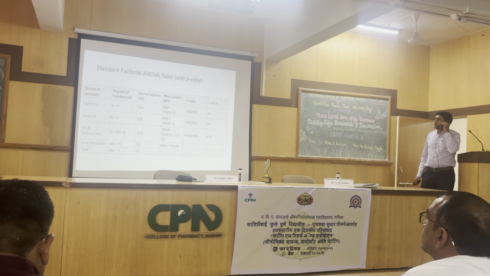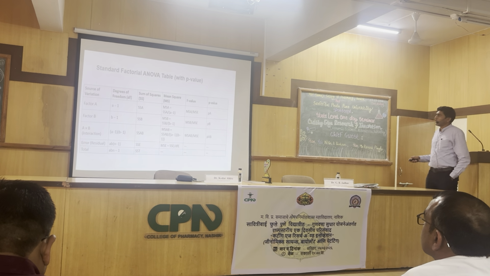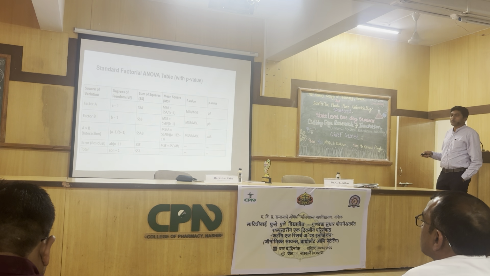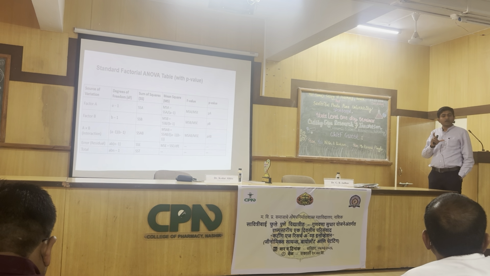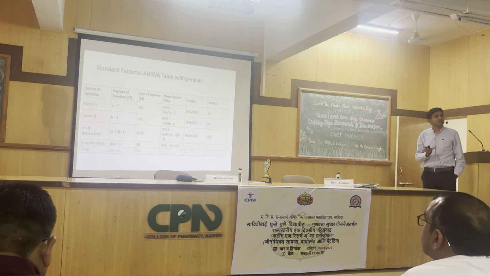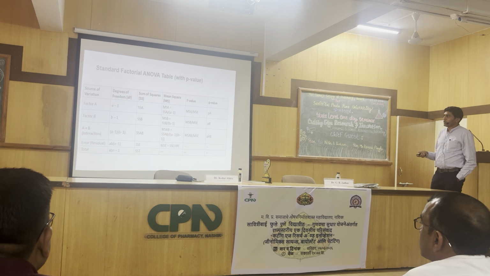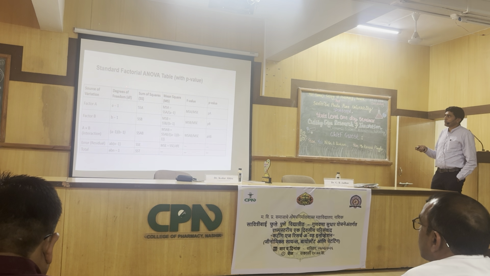So this is the typical ANOVA table we get in factorial ANOVA. You might have seen the one-way ANOVA table. There we only see the source of variation within the groups or between the groups. Here what we get is the source of variation in factor A, factor B, the AB interaction, then error, residual, and total. So these are the degrees of freedom.